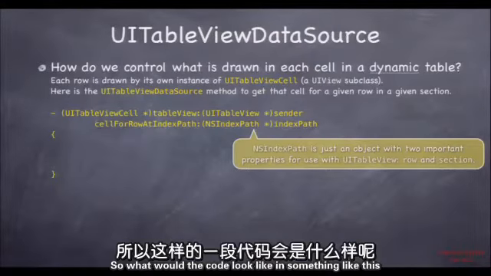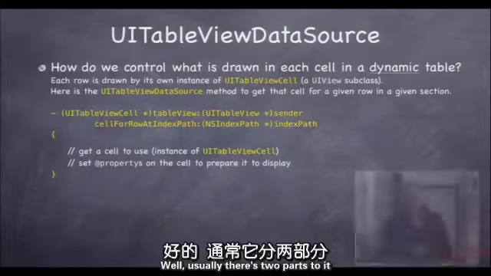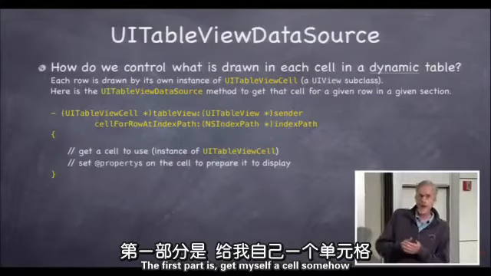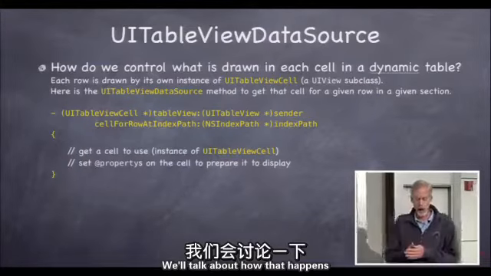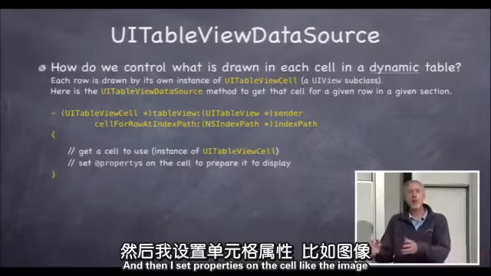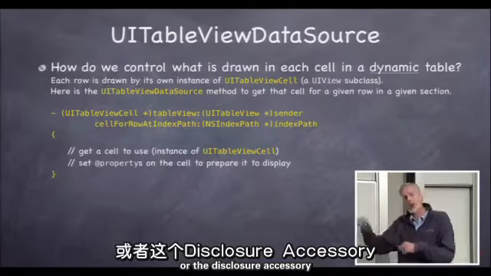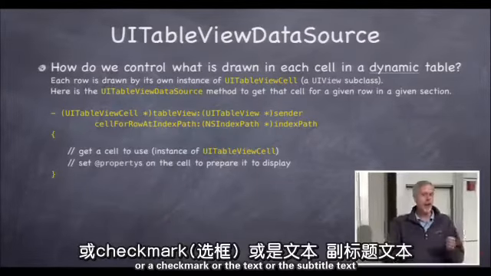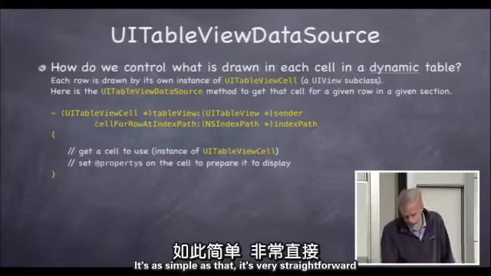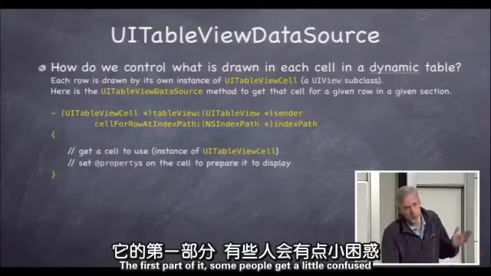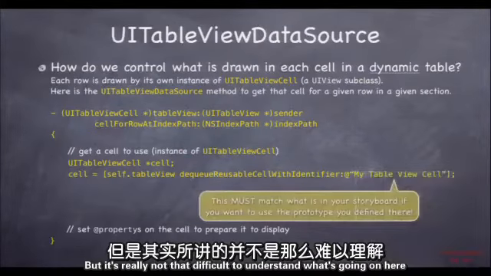So what would the code look like in something like this? Well, usually there's two parts to it. The first part is get myself a cell somehow. I need a cell, so make one or get it somehow. We'll talk about how that happens. And then I set properties on the cell, like the image, like that Stanford logo, or the disclosure accessory, or a check mark, or the text, or the subtitle text. We just set all that up. Bam. That's it. It's as simple as that. It's very straightforward. The first part of it, some people get a little confused, but it's really not that difficult to understand what's going on here.